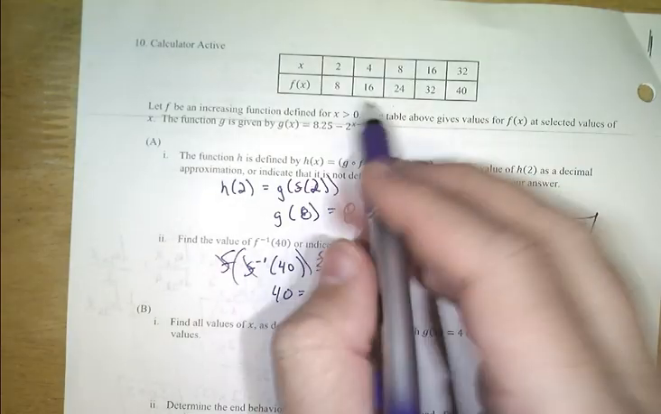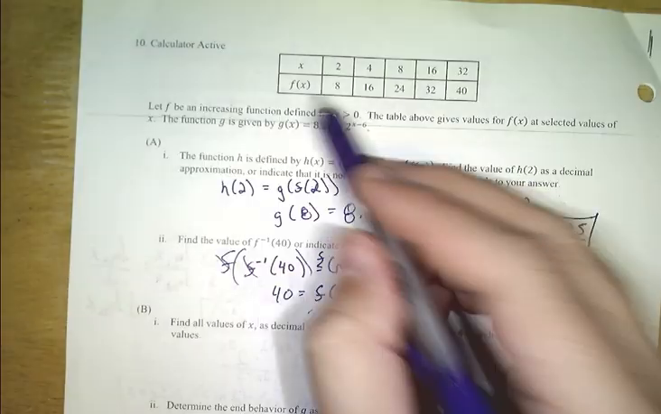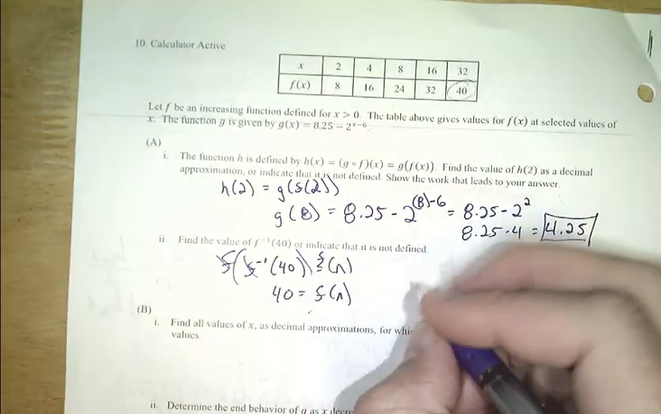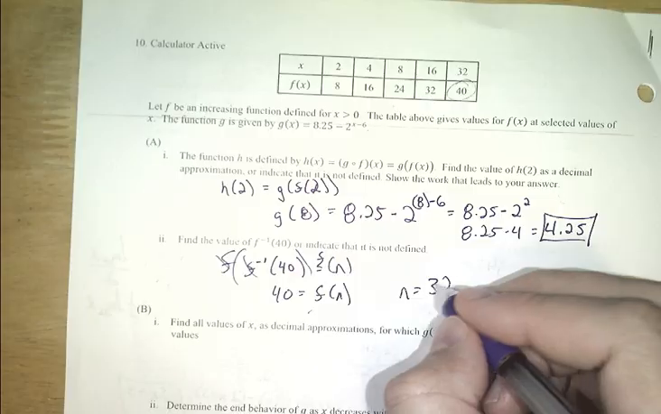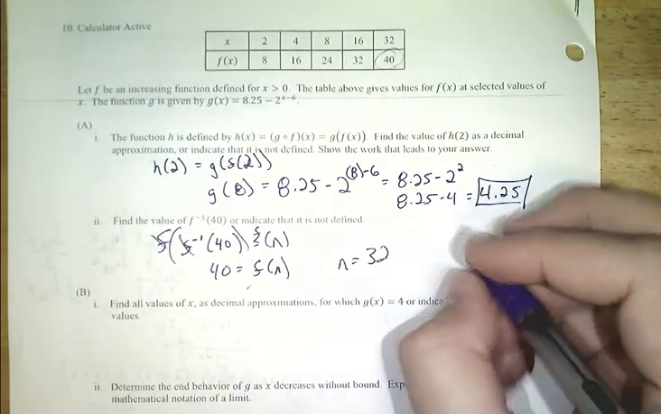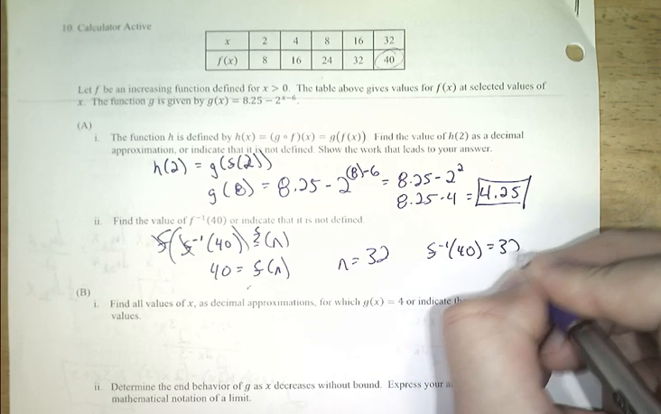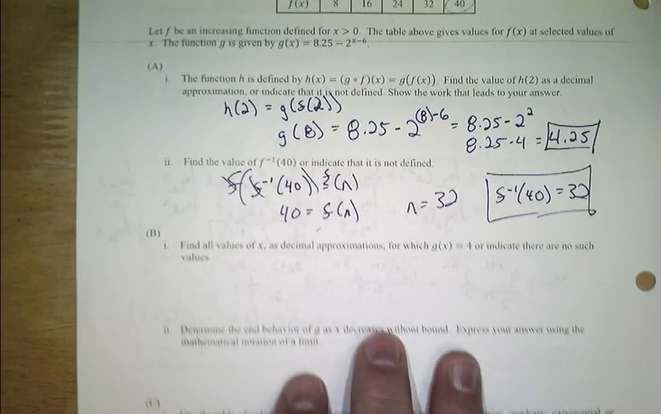So when is the y value 40? Is what this is asking us. And the y value of f is 40 right here. So n is going to be 32. So f inverse of 40 is 32. Okay.